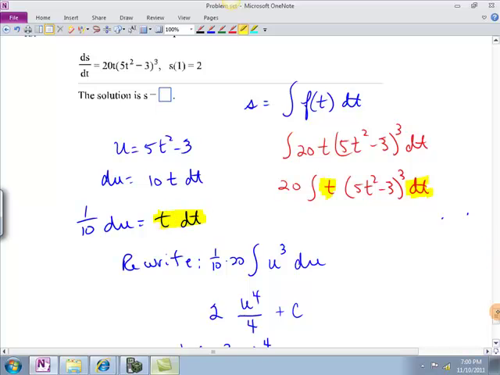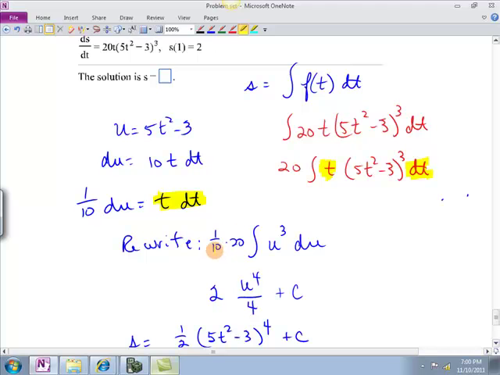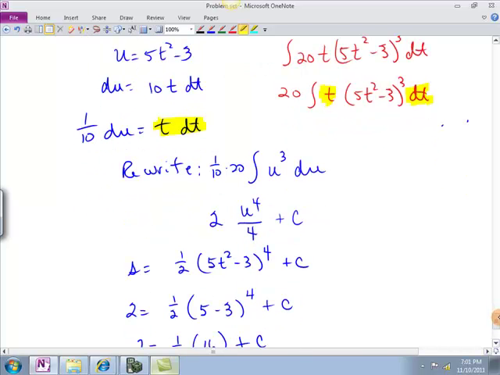So rewrite the problem as 1 over 10 times 20, integral of u cubed du. We've been doing that all night, right? So now 1/10 times 20 is 2. 2u to the 4th over 4. So 2 over 4 becomes 1/2. That's what happens here: 1/2, 5t squared minus 3, I just substituted back in for my u, to the 4th plus c.